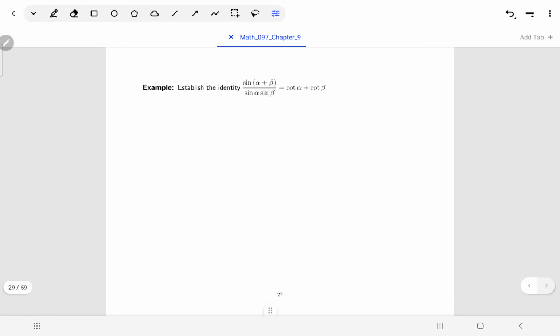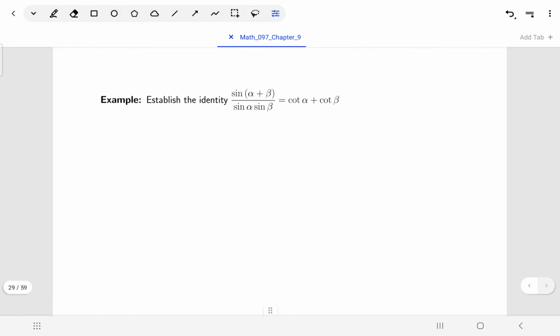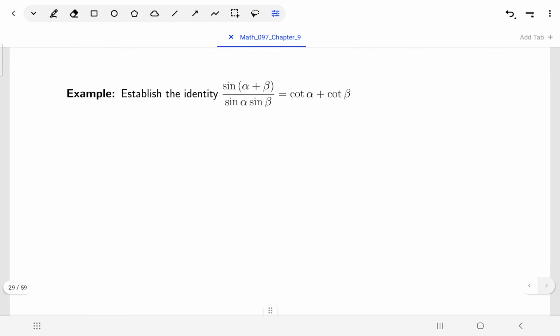All right, let's do another one. Again, if I'm looking at what side to choose, the left side probably feels like the better choice. That's because I've got a sine of alpha plus beta. So at the very least, I can use that angle sum identity for sine. So why don't I do that?